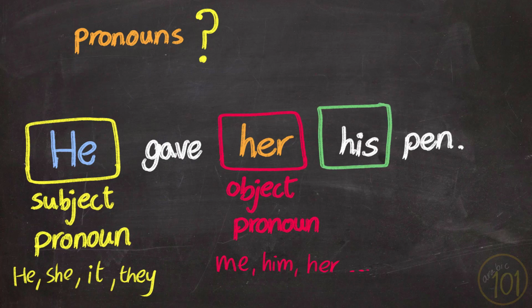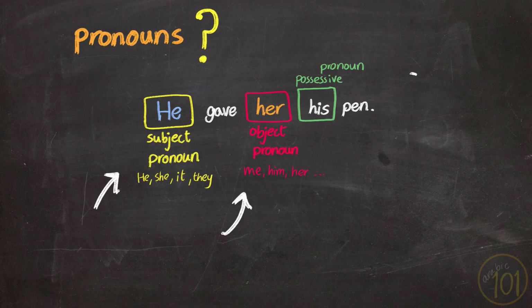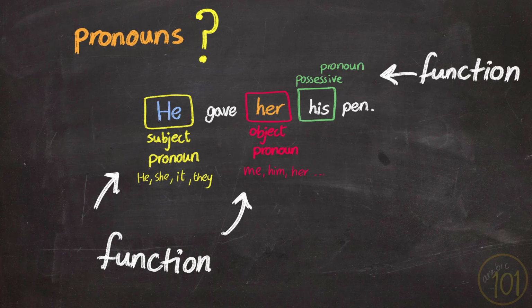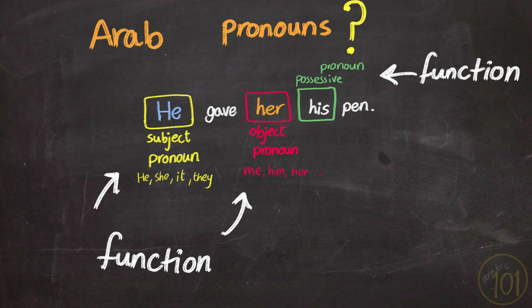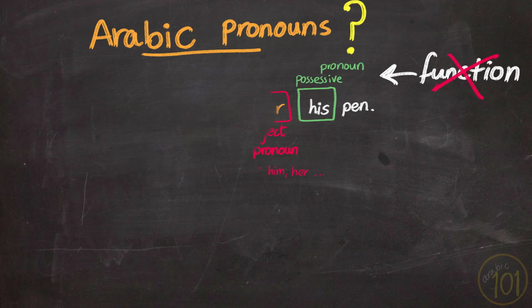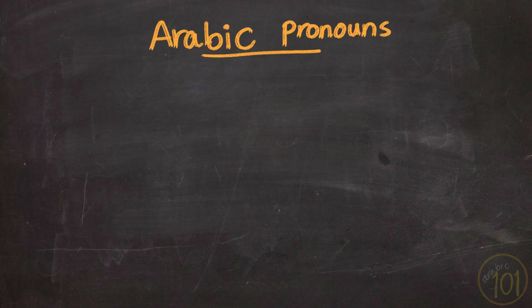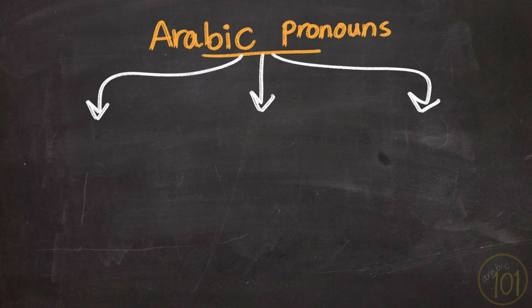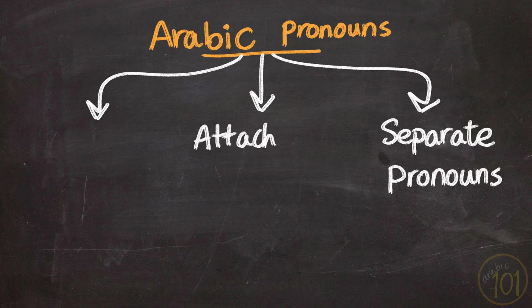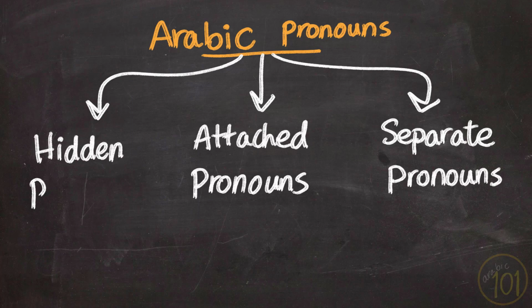But there is also this kind of pronouns which are called possessive pronouns, which show that you own or something belongs to you. So clearly in English, the types of pronouns depend on their function in the sentence. In Arabic, however, this division is somehow different, since it is not dependent on the function of the pronoun, but the division of Arabic pronouns is dependent on how the pronoun looks like. That's why in Arabic there are 3 types of pronouns: separate pronouns, attached pronouns, and hidden pronouns.